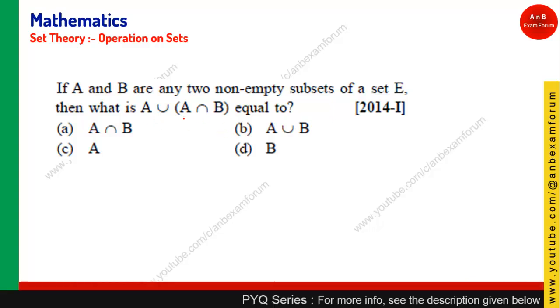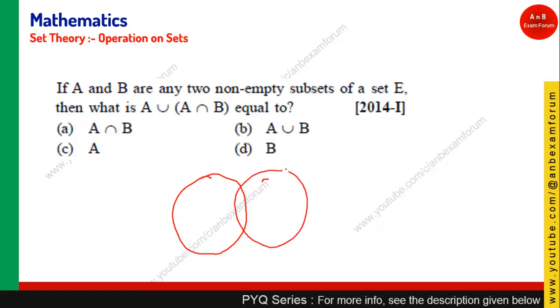Student, if you try to solve with the simplification, you will get into trouble. So better to solve with the Venn diagram. So you have set A and set B. Okay, so A union A intersection B.